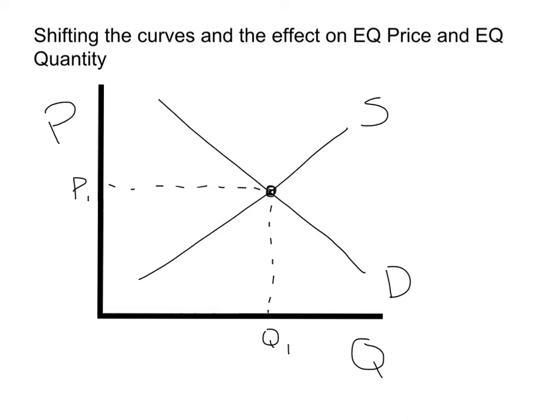This lesson is about shifting the curves and the effect that a shift of either demand or supply or both have on the equilibrium price and the equilibrium quantity. So let's start with an increase in demand. Increased demand shifts to the right.